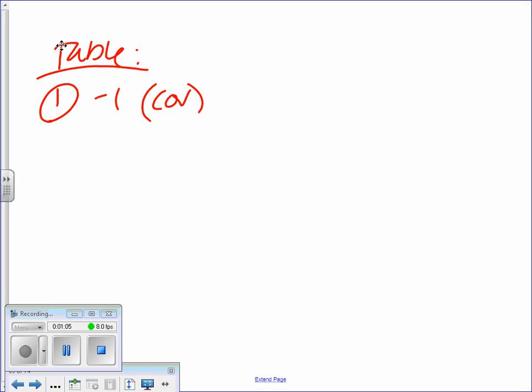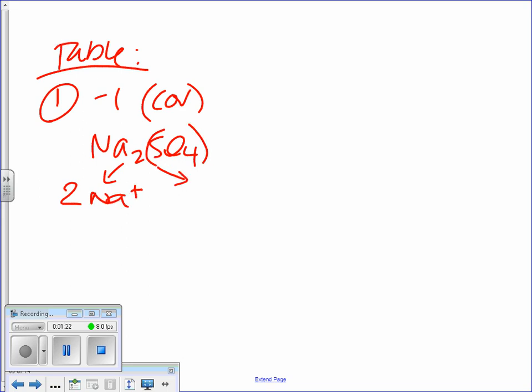Gwen and Alyssa, sodium sulfate. How many particles does sodium sulfate break into? How do you know that? And we don't break sulfate up because we're not homewreckers. We leave sulfate as a happy family. So there's 2 sodium ions and there's 1 sulfate ion. So i is equal to 3. Yeah? Okay, so that's 3 particles.